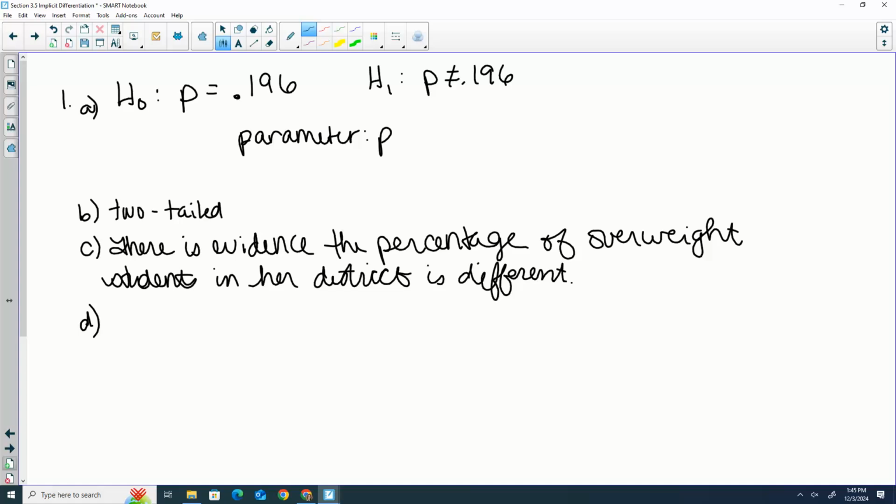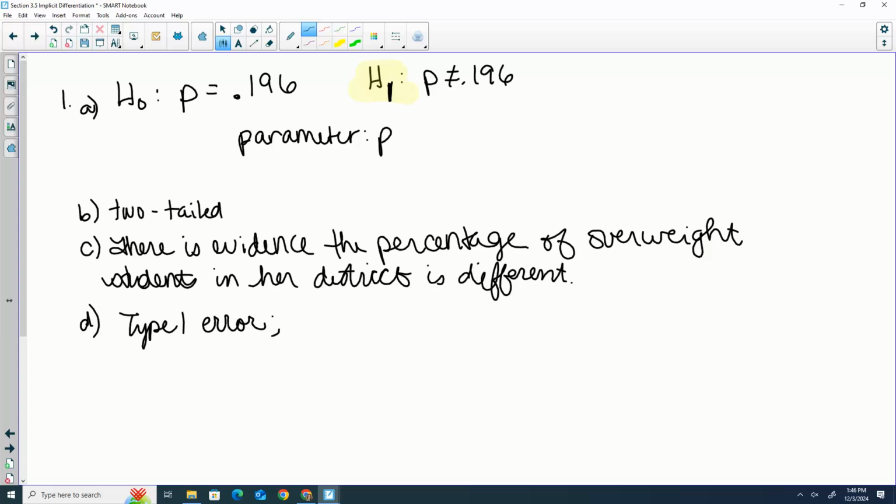Suppose the actual percentage in her district is 19.6%. So we rejected the null. We concluded this one. Should we? Because the question now says it actually is 19.6. So we concluded the alternative, but we were wrong. So we made an error. Which type of error is it? 1. If you conclude H1, that is type 1 error.